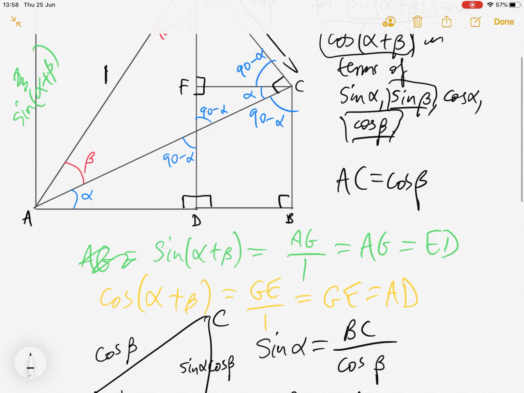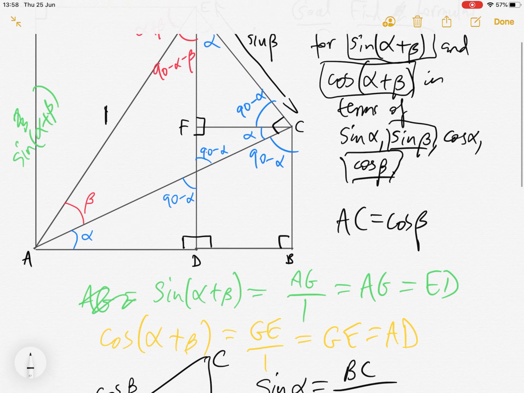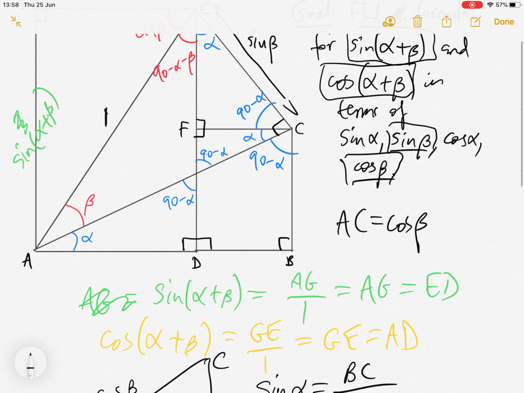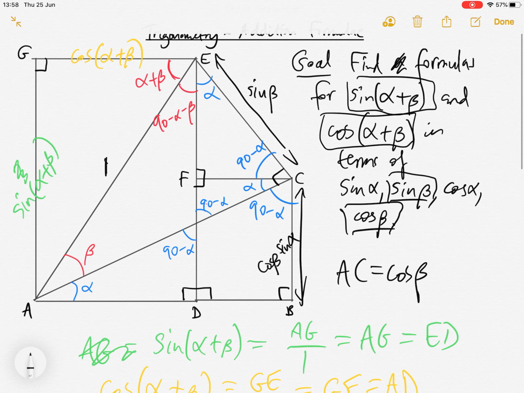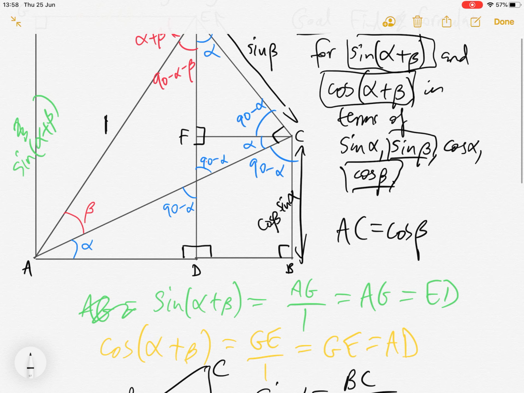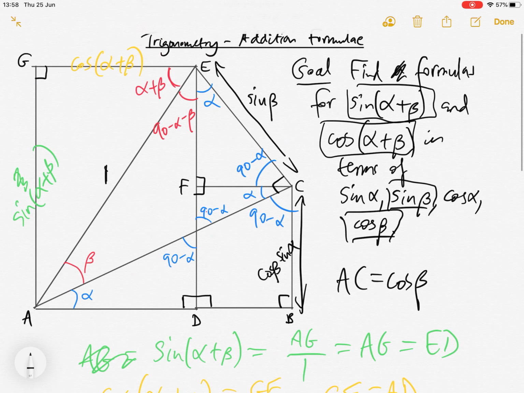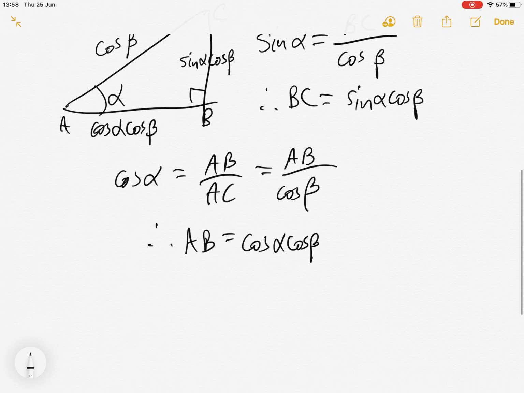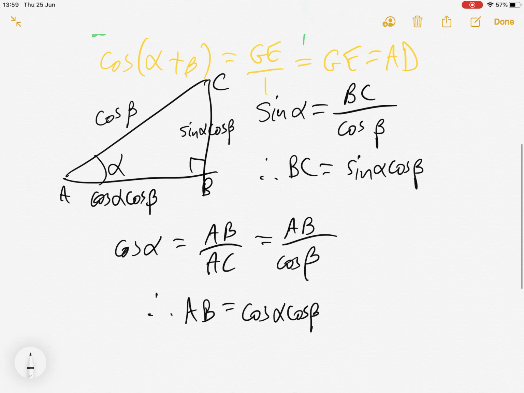So we've got some more things. We've got this whole side AB is cos alpha cos beta, and this height BC here is cos beta sine alpha. And we're doing pretty well so far. If we use the triangle ECF, it's got hypotenuse sine beta and angle alpha at the top.